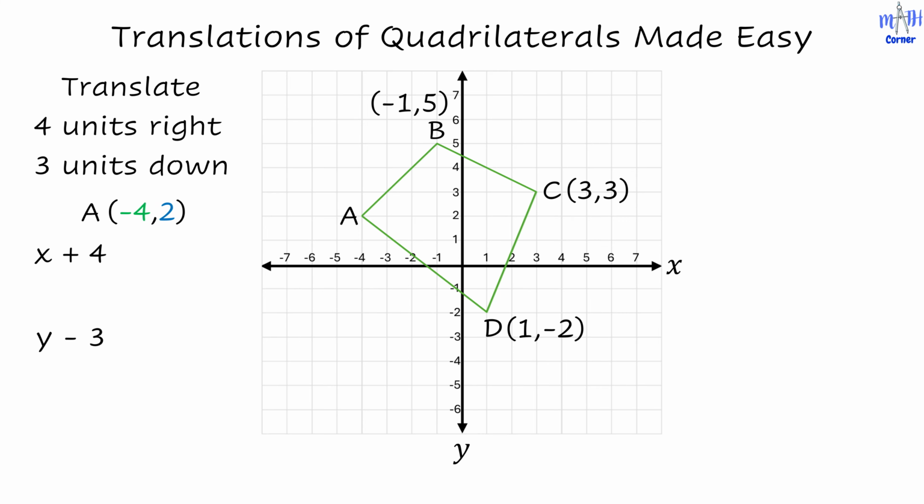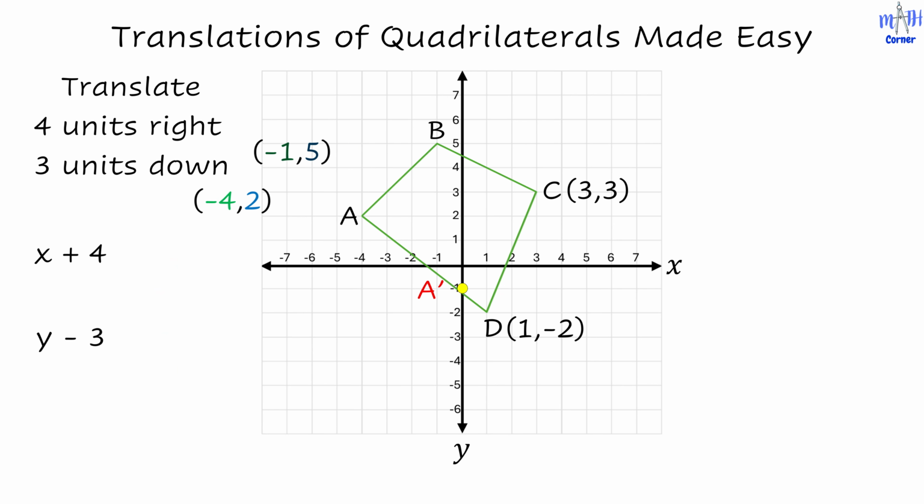Point A is at (-4, 2). Move 4 units right: -4 plus 4 equals 0. Now move 3 units down: 2 minus 3 equals -1. So A prime is at (0, -1).